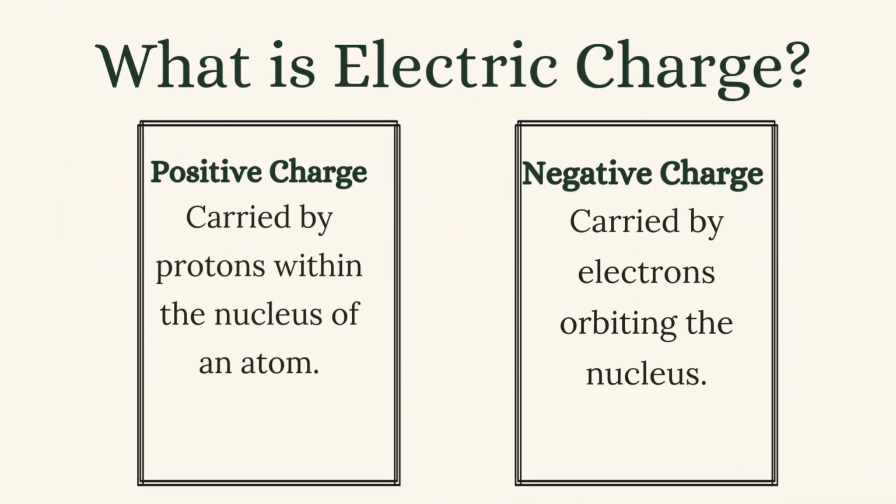Electric charge. Electric charge is a fundamental property of matter that allows it to experience a force when placed in an electric field. It's the reason why some objects attract or repel each other when brought close. There are two main types of electric charges: positive charge and negative charge. Positive charge is primarily carried by protons, which are found in the nucleus of atoms. Negative charge is primarily carried by electrons, which orbit the nucleus of atoms.